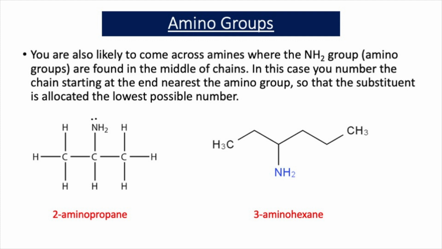So if we look at these two examples, in the first example I have a 3-carbon chain, and the NH2 group, the amino group, is on carbon 2. So this is called 2-amino-propane. And if we look at the next example, I have 6 carbons in the chain, and the NH2 group is on carbon 3, so this is called 3-amino-hexane.